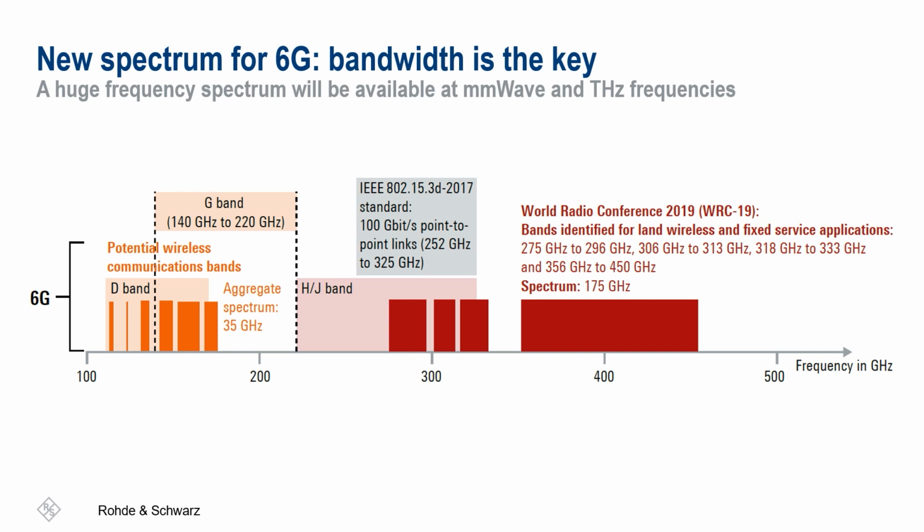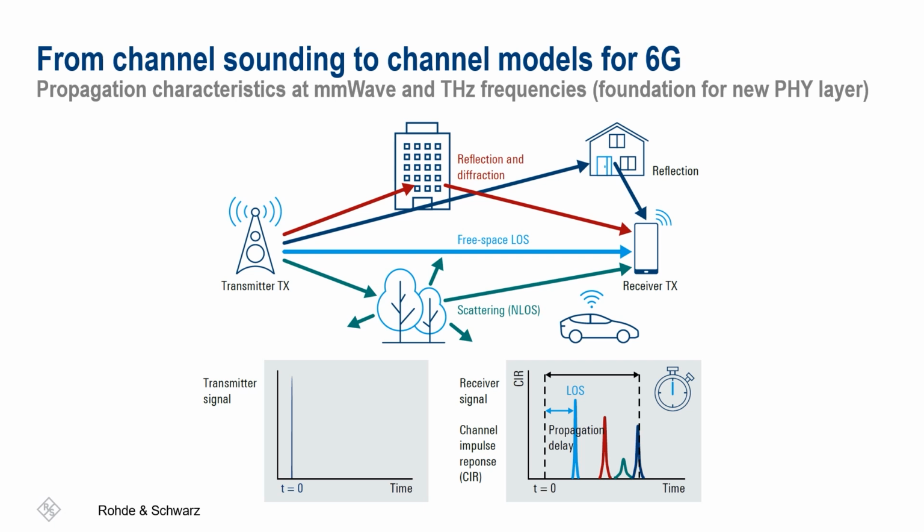And for 6G, the area beyond 100 gigahertz is very interesting and is a topic of research, namely the D-band and the H-band in the 300 gigahertz region. So as in 5G, also in 6G, one of the first steps of the standardization will be the definition of the new physical layer. And the first part is to understand better the propagation characteristics in this frequency region.